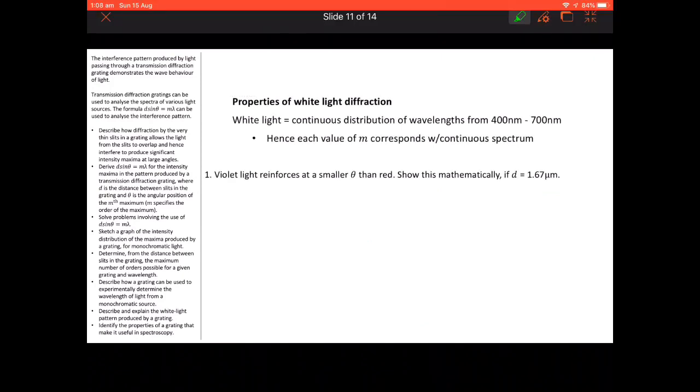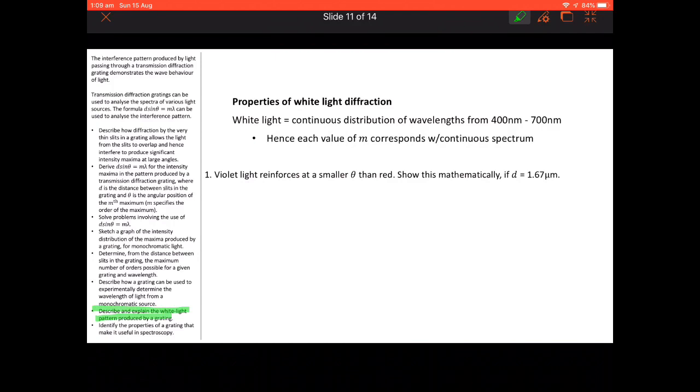So now I'm going to spend a few slides describing and explaining the white light pattern produced by a grating. White light is a continuous distribution of wavelengths from 400 nanometers, which corresponds with violet light, and 700 nanometers, which corresponds with red light. So each value of m, if we're talking about white light that's been diffracted through a diffraction grating, corresponds with a continuous spectrum of light that is being diffracted.